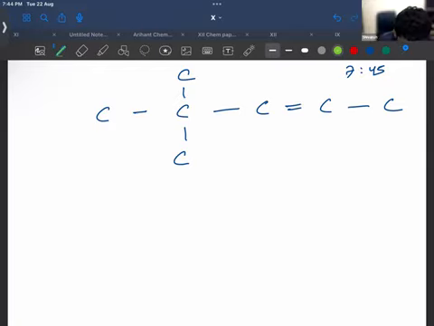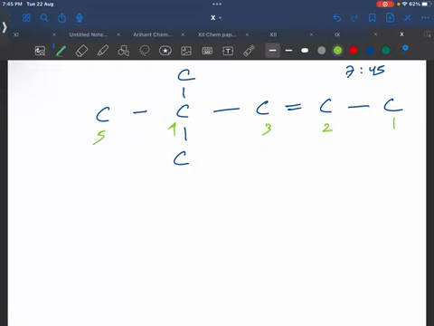So other places. Huh? Other places apart from that. Yeah, other places it's correct. Okay, so the numbering will be like this. 1, 2, 3, 4, 5. This will be your numbering because double bond should get more priority. Okay.